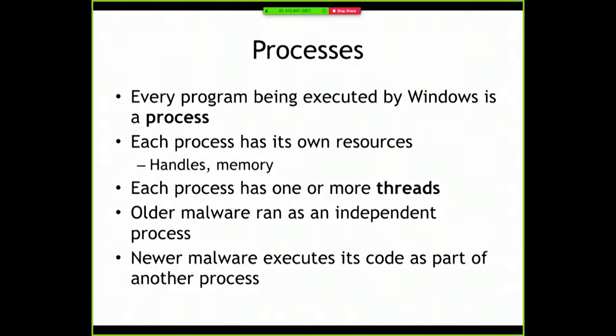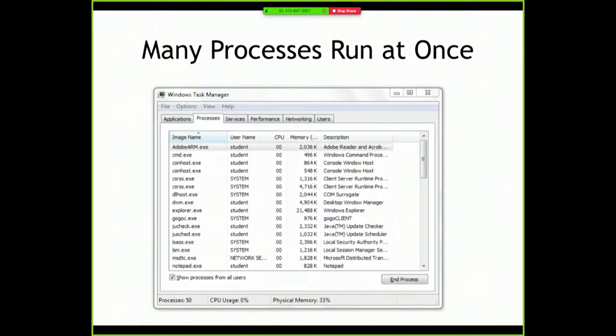So everything you run on Windows is running in a process, and each process has its own virtual address space. They actually cannot reach into another process's memory. They all think they're running at the same address, 400,000, at least the EXEs. And you see them all running. You open Task Manager, you'll see dozens of processes on every Windows machine all the time. This one here had 50 processes.